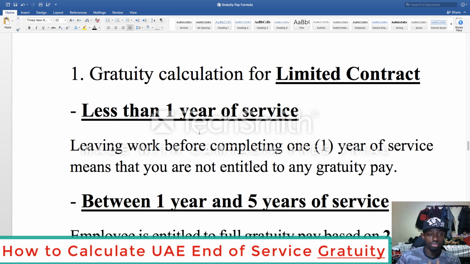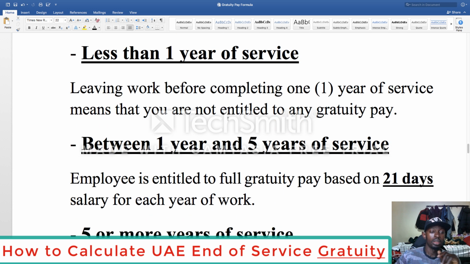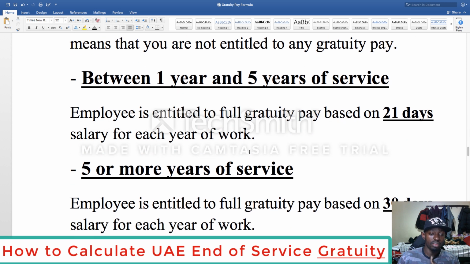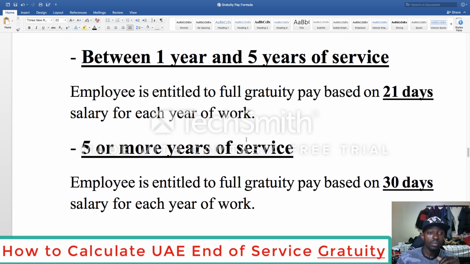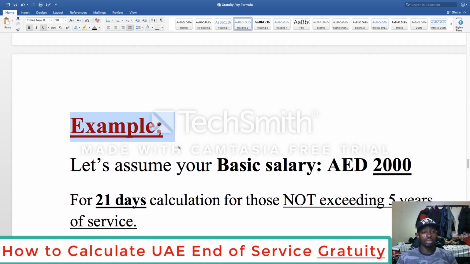Gratuity calculation for limited contract. We all know that less than 1 year of service, no gratuity for you. That one we all know. Now between 1 year and 5 years of service, the employee is entitled to full gratuity pay based on 21 days of salary for each year of work. Now 5 or more years of service, the employee is entitled to full gratuity based on 30 days of salary for each year of work.